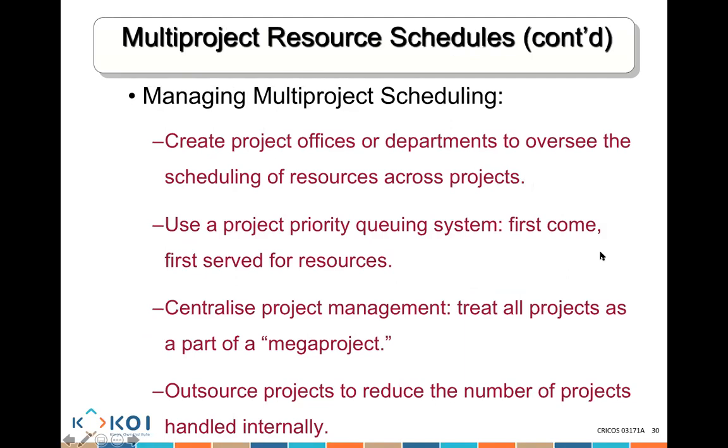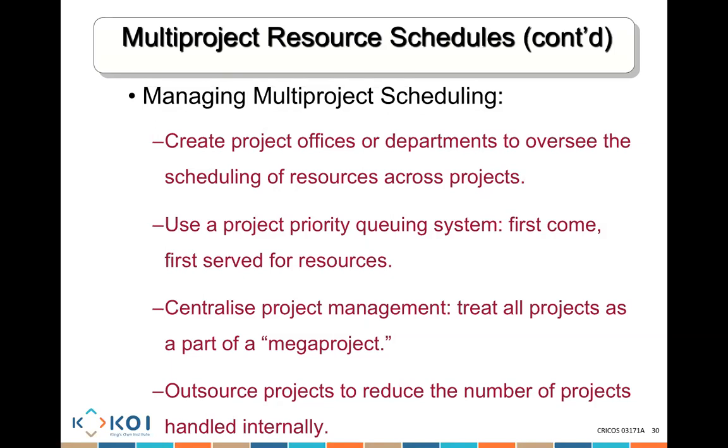Now, how do you manage the problem where there's multi-project scheduling? A lot of companies create a project management office or project management department. The project management office can see the scheduling of all the resources across all the projects in that organization. To decide how to allocate resources, they might implement a rule that says something like, first come, first serve. If you come first and ask for resources, I will give you those resources first.